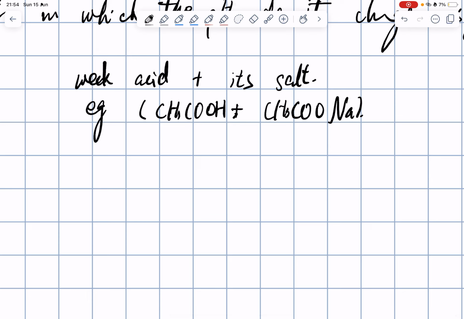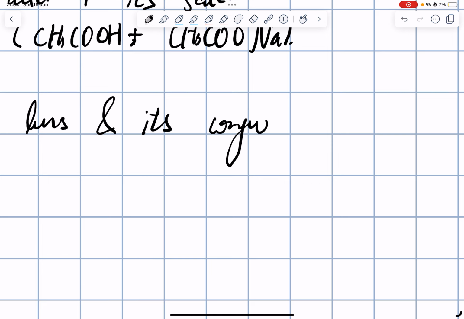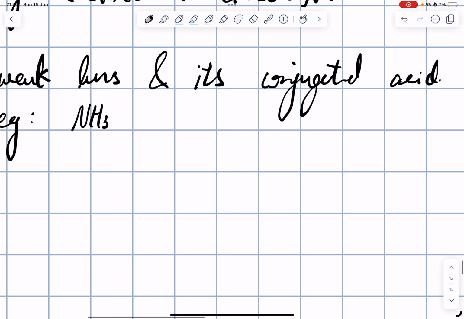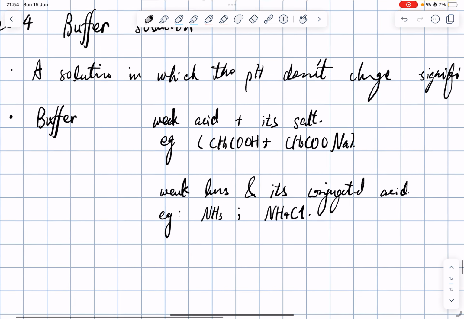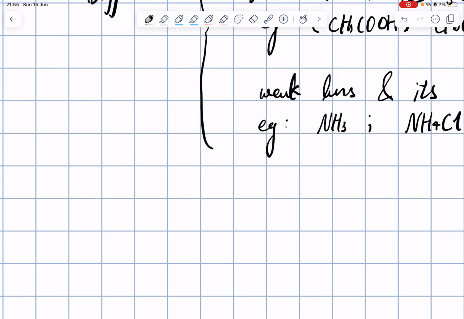And there is actually another kind of mixture to make a buffer solution. For example, a weak base and its conjugate acid. A good example will be ammonia and ammonium chloride. Ammonium chloride is basically the one that provides ammonium ions for the buffer solution. So there are two main kinds of buffer solution, and now we are going to explain how this works.